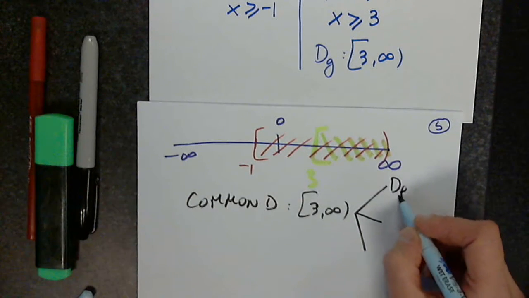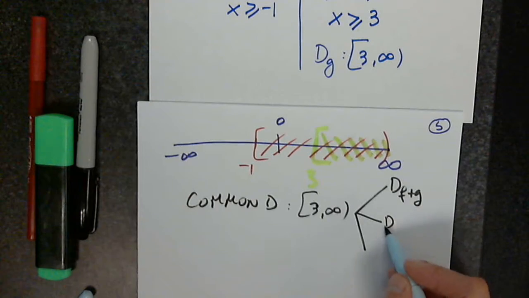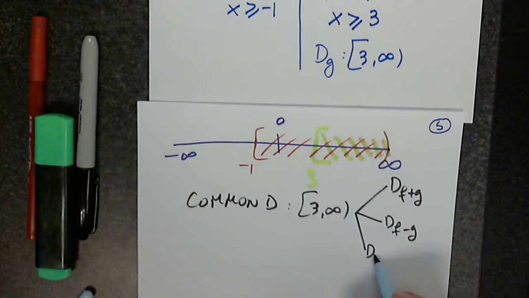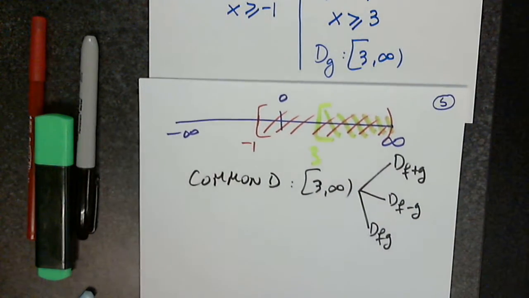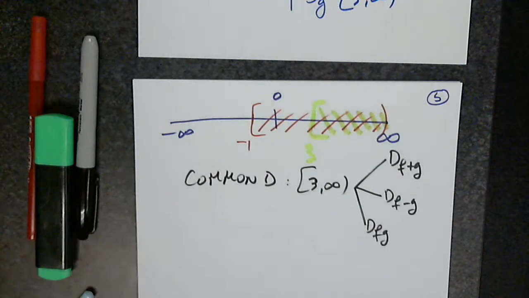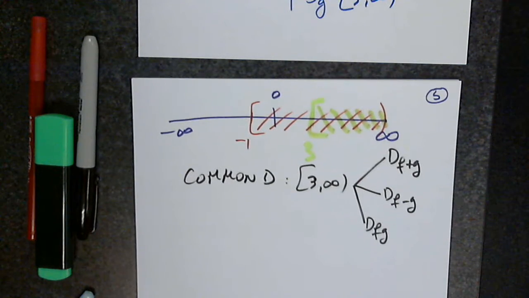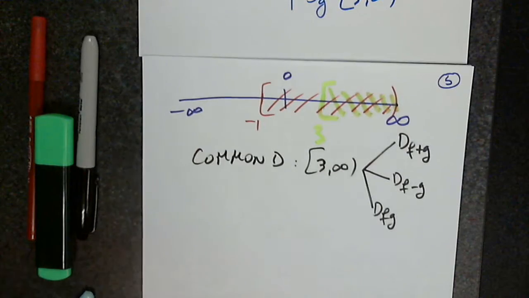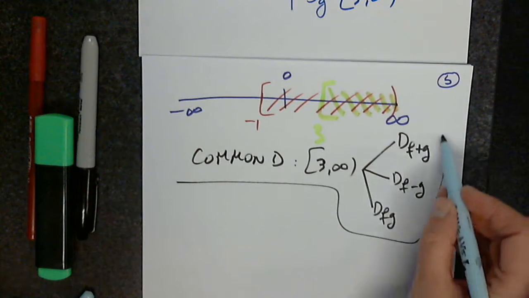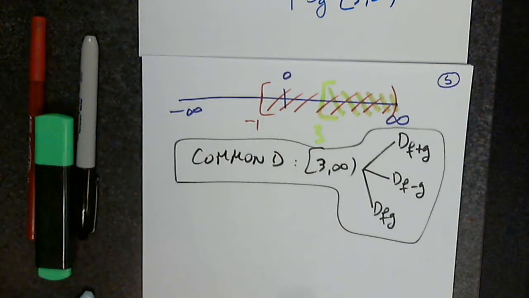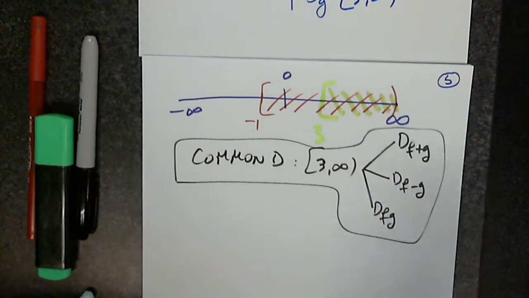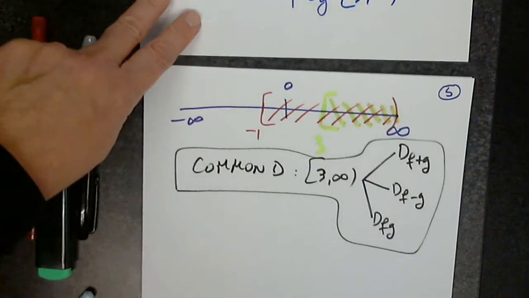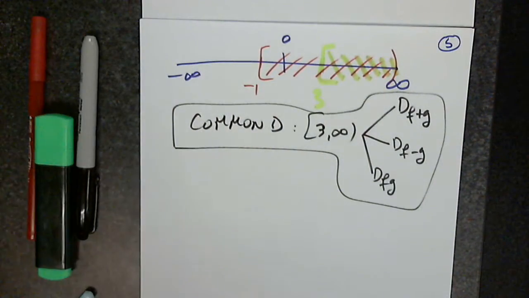This will always be the domain of the sum, the domain of the difference, and the domain of the product. It may or may not be the domain of the ratio. That part I don't know yet. I have to wait and look at the ratio first. So the common domain is always the domain of the sum, difference, and product. You will see it in a moment. We'll convince ourselves of that in a minute.